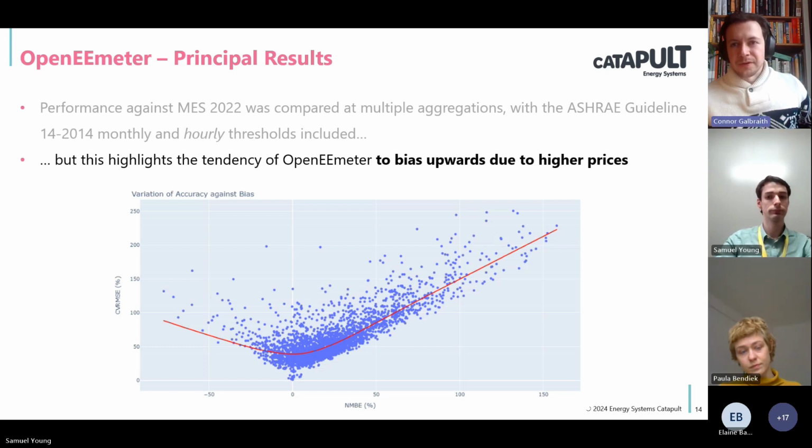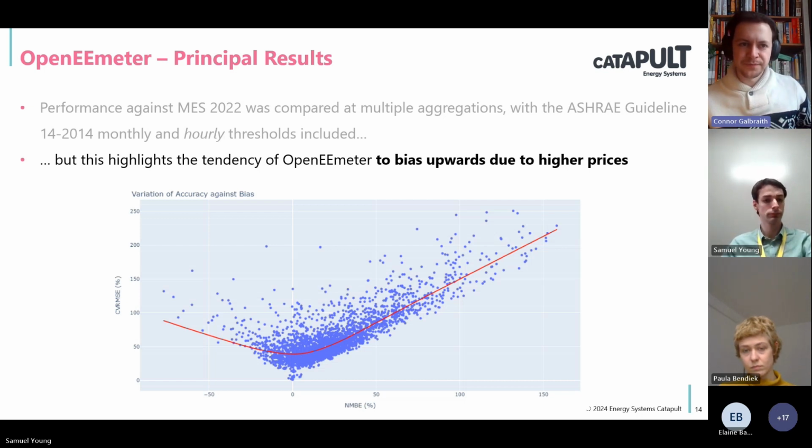So on the next slide, the other component of interest is the bias that Sam introduced as the NMBE figure. Now, in this plot, each point represents a property, and its CVRMSE and NMBE figures at the daily level are plotted with the bias on the x-axis. Now, what you may notice is that the majority of the properties are clustered on the right-hand side of the graph, to the right of the zero bias points.